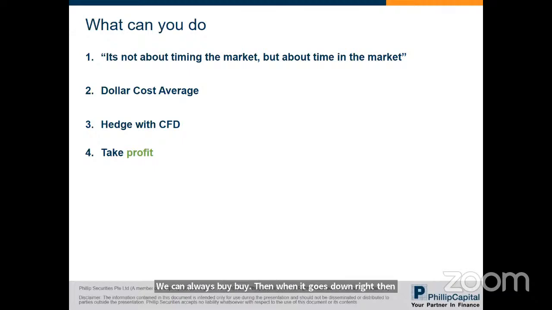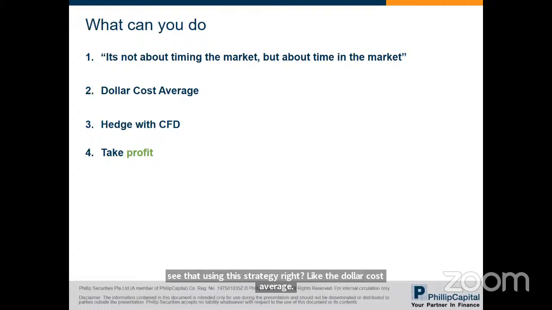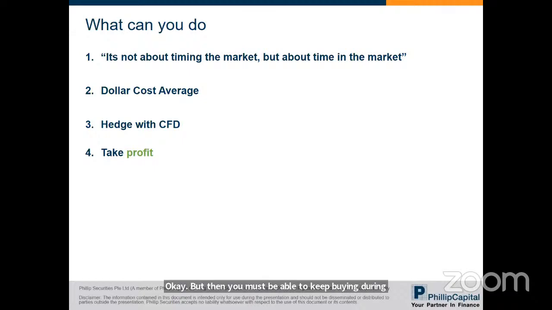Then when it goes down, we buy even more. When it goes up, we can take a little profit. So over time, I would say that using this strategy, the dollar cost average strategy, is not bad. But then you must be able to keep buying during the dip. Okay, but then again, this is a topic for another day. You can read up on the strategy if you are free. The strategy is dollar cost average.